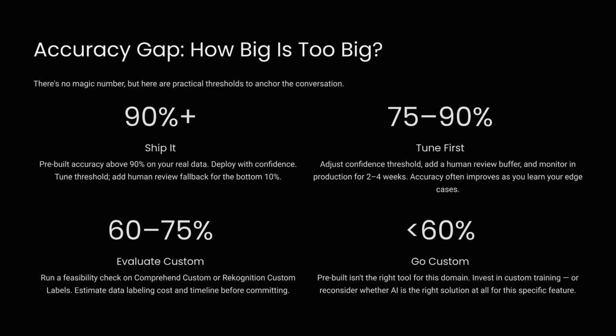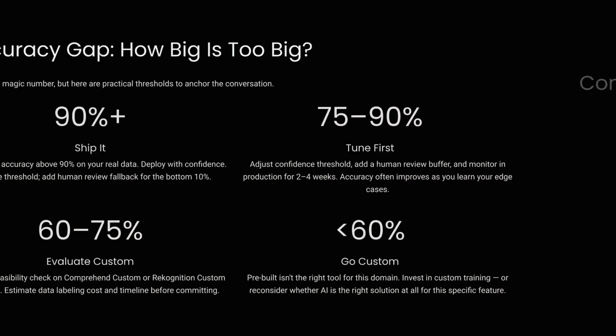Practical accuracy thresholds guide the decision. If pre-built accuracy is above 90%, ship it, perhaps with a human fallback for the bottom 10%. If it's between 75 and 90%, tune the threshold and monitor. For 60 to 75%, evaluate the feasibility of a custom model. Below 60%, a custom solution is likely required.